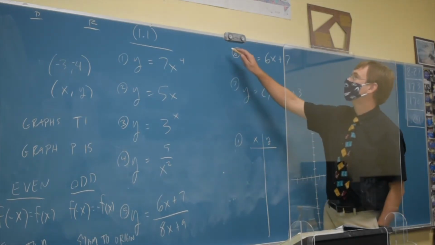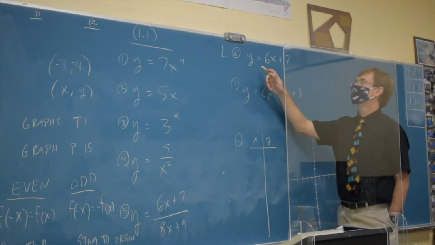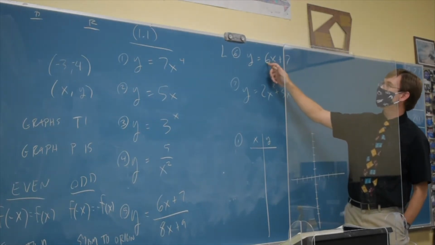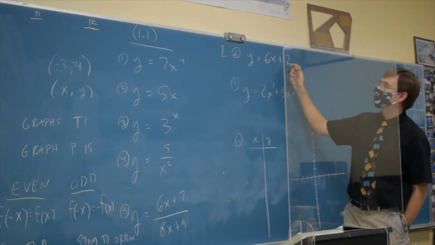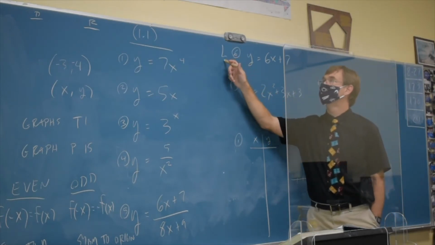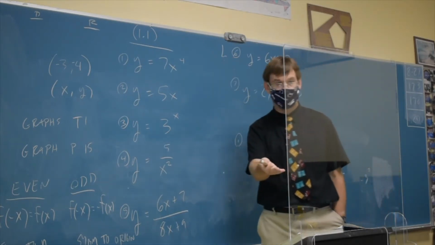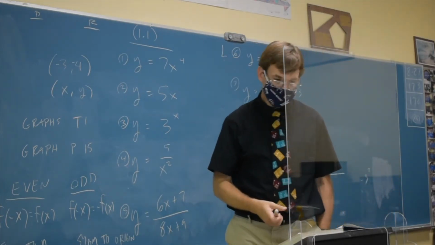6. Because 6 fits the format of y equals mx plus b. The slope is 6, the y-intercept is 7, that is a linear function. It's called linear because if we graphed it, it would make a line. And they drew a picture of a line there for us in number 1.